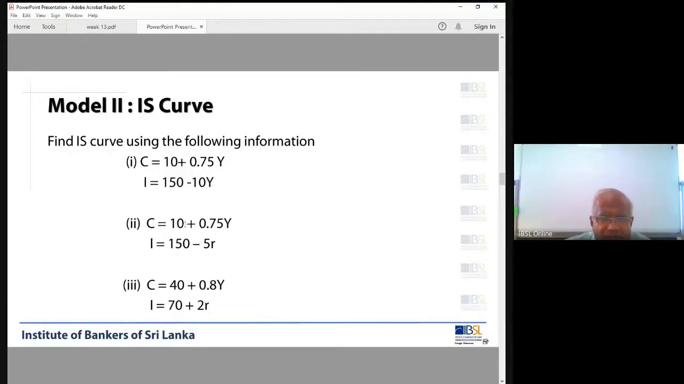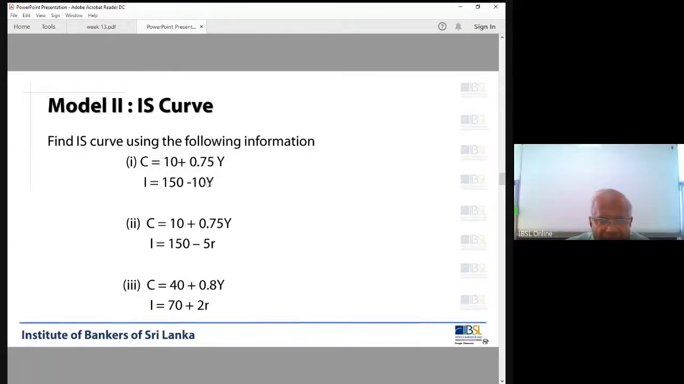Second question: C equals 10 plus 0.75Y, I equals 150 minus 5R, where R is the interest rate. Third: C equals 40 plus 0.8Y, I equals 70 minus 2R. Again, there's a mistake. This should be minus 2R. Please bear with me. This is a typo. Please change that. If you don't have a copy with you, then this has a problem. This should be R, this should be minus.